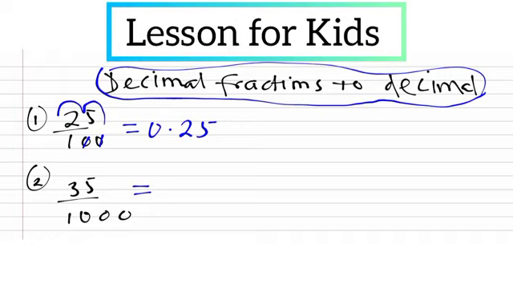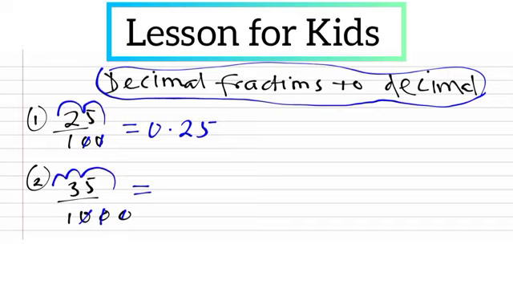Now let's go to the second one. You look at the denominator, you can see that we have 1000. So you count the number of zeros that is there, 1, 2, 3. You can see that we have 3 zeros. So you start from the 5 in your numerator, and count backward 1, 2, 3. Can you see now?